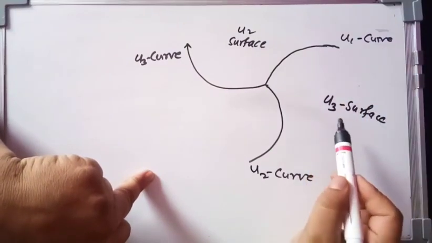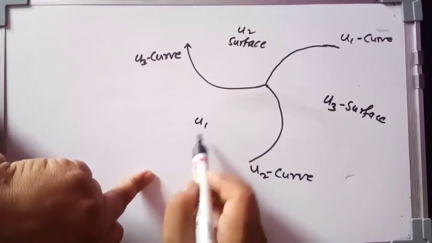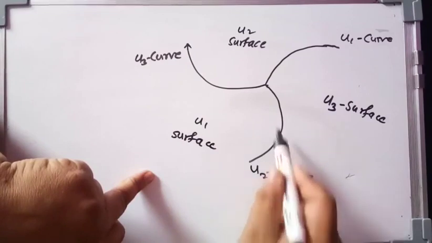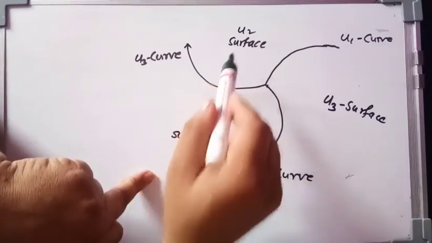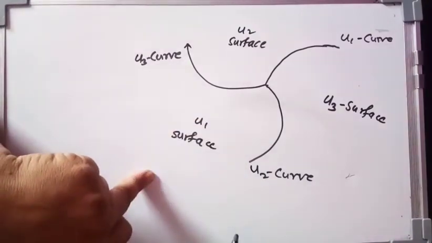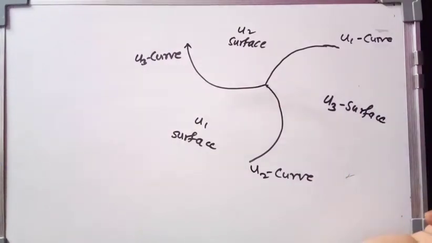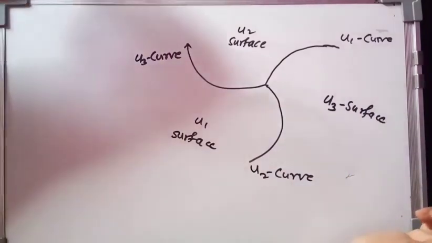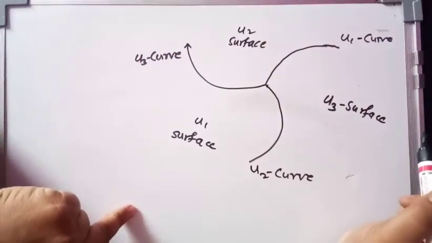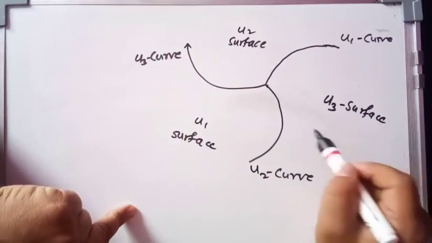Similarly, intersection of u3 and u1 surface gives you u2 curve. Intersection of u2 surface and u1 surface gives u3 curve. Means we have these three curves, u1, u2 and u3 curves, and similarly there are u1, u2, u3 surfaces. Now we want to show the unit vectors in curvilinear coordinate system.